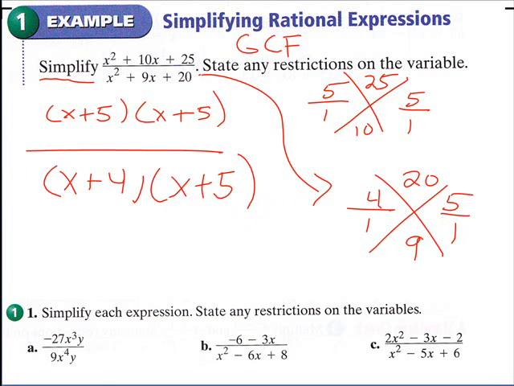Now that you have factored everything, if there are any terms that are the same, you can cancel them. There's this right here. This is one term, this is the x plus 5. This is another term. It's another x plus 5.